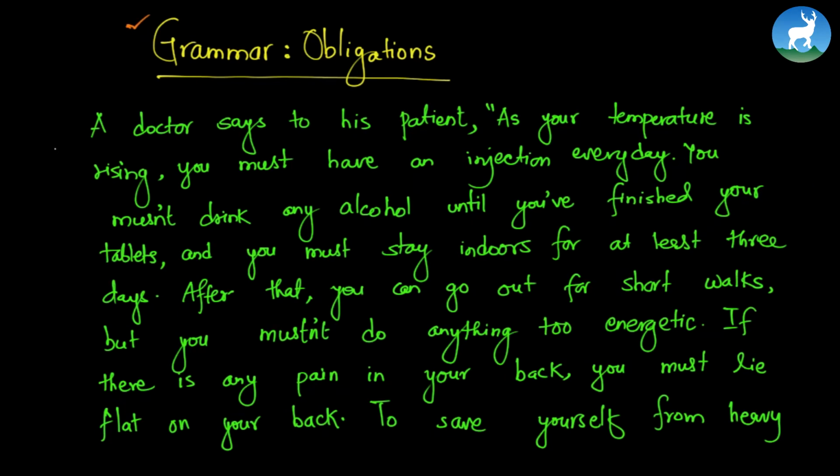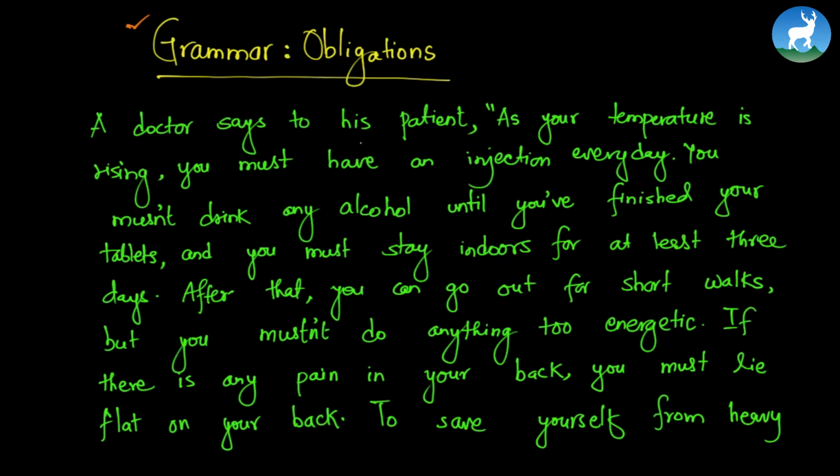In today's class, we are going to solve the grammar portion of Unit 2, that is obligation structures. So let's begin. We are going to learn about obligations and structures that are related to obligations in this class. Let us now read a sample paragraph and underline some obligation structures like must, have to, and should. The paragraph goes something like this.